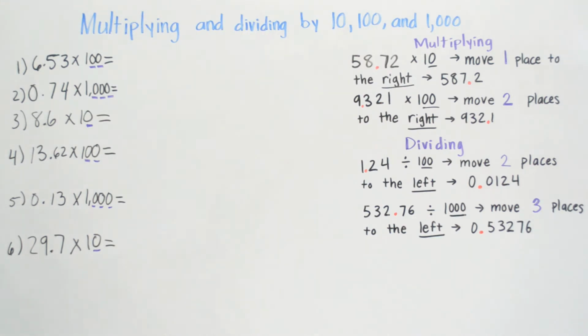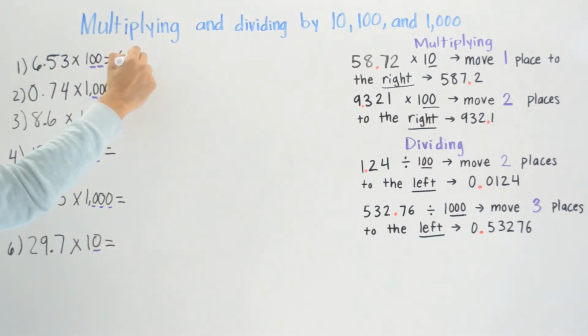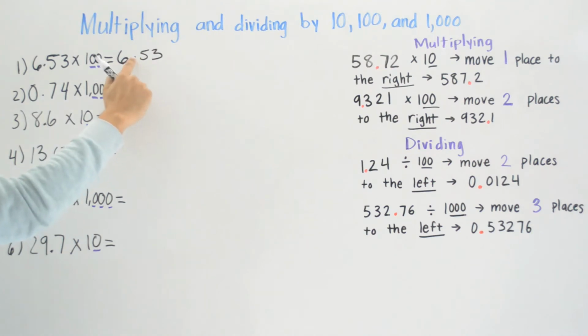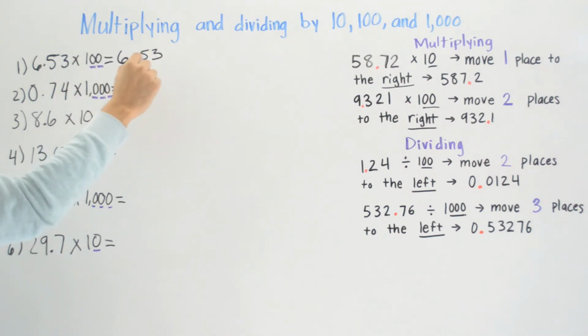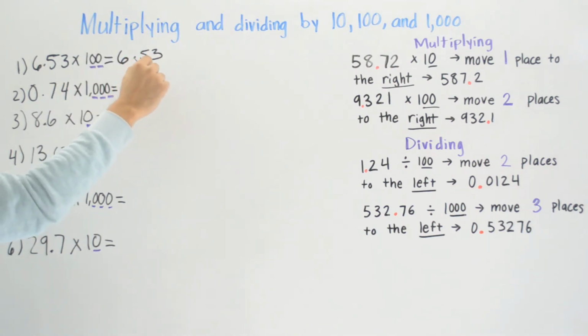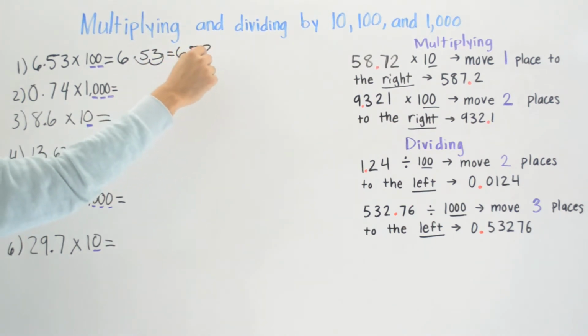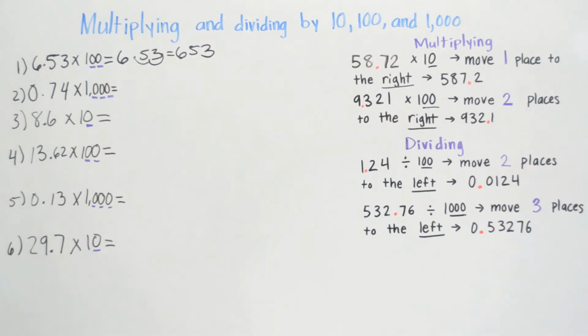Okay, so we're going to start with the first example. We have 6.53 times 100. And once again, we're going to move it by 2. So we're going to go ahead and say 6.53. And we're going to move it 2 times. So we're going to add 1, 2. So your answer is going to be 653 because you moved it to the right 2 times.